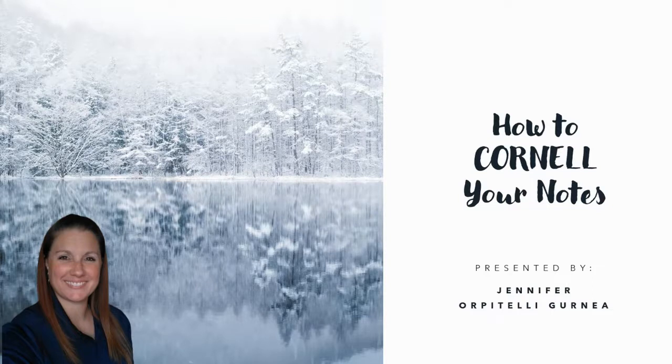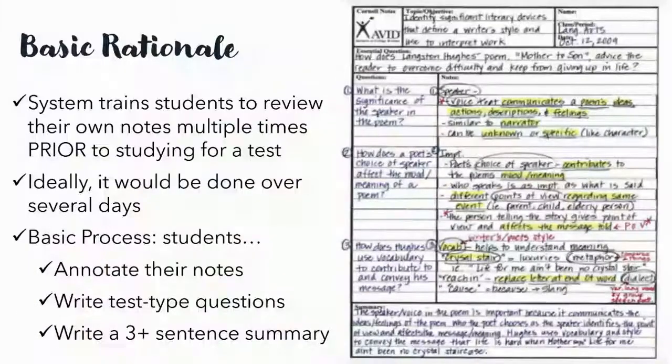Here's a quick tutorial on how to Cornell your notes. So the basic rationale for Cornell Notes is that it is a system to train students to review their own notes multiple times prior to studying for the test. So ideally, students would have time to take their notes on the right side of the paper, as indicated on the screen. Then you would annotate your notes using symbols and color.